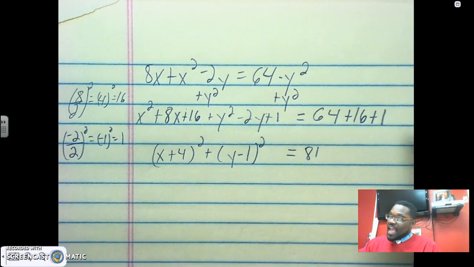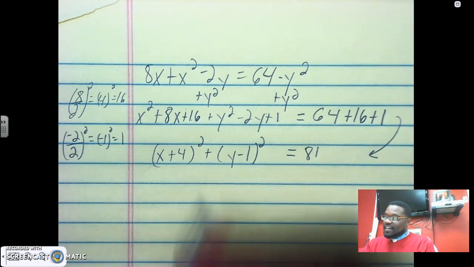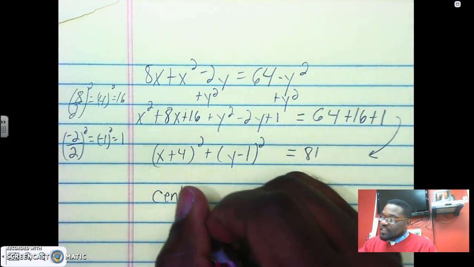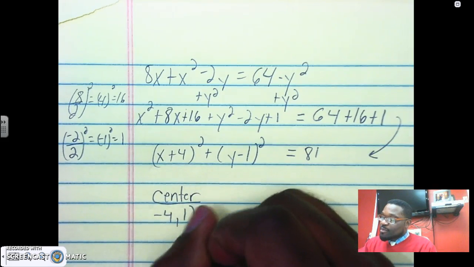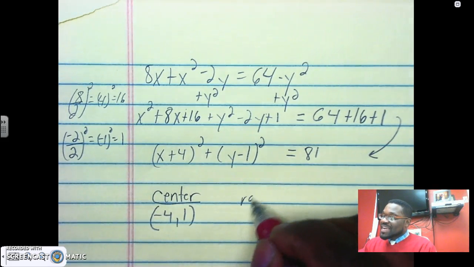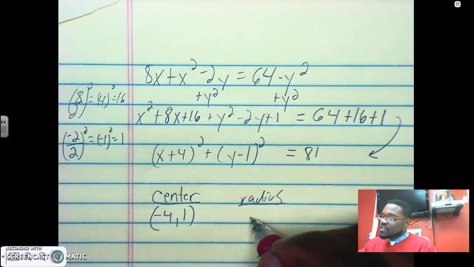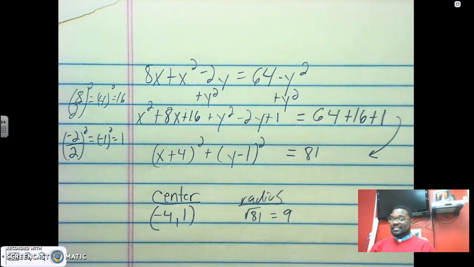Now notice what we have here. Isn't this an equation of a circle, where we can actually find that the center is negative 4, comma 1? Remember, you change the signs. And the radius is the square root of 81, which equals 9.